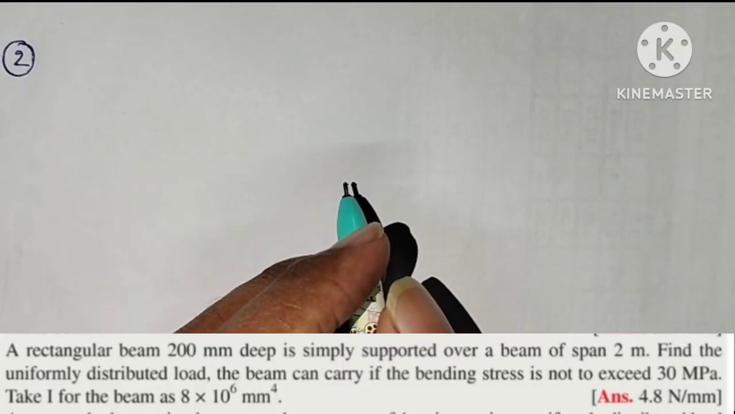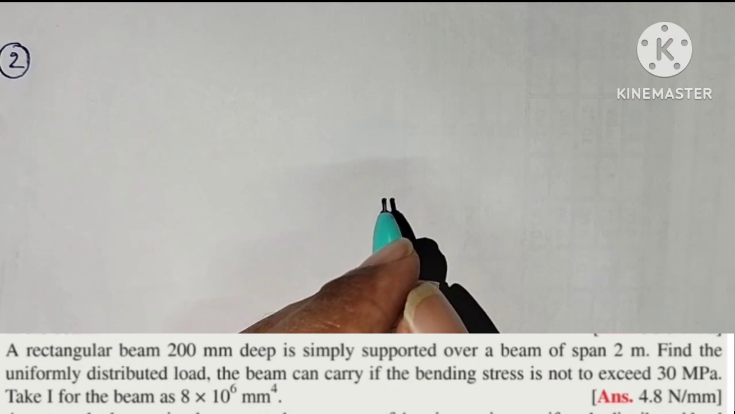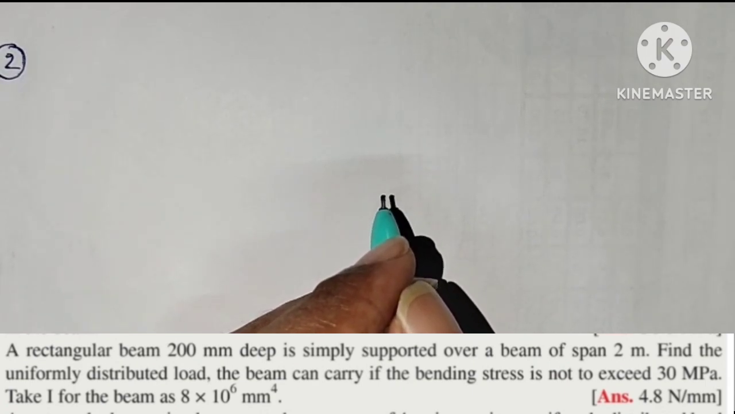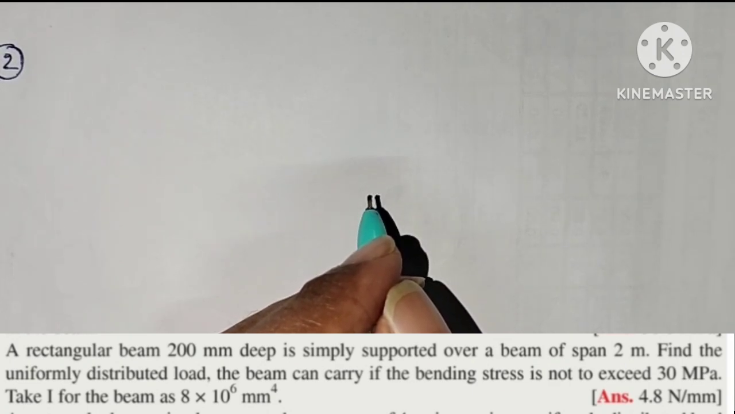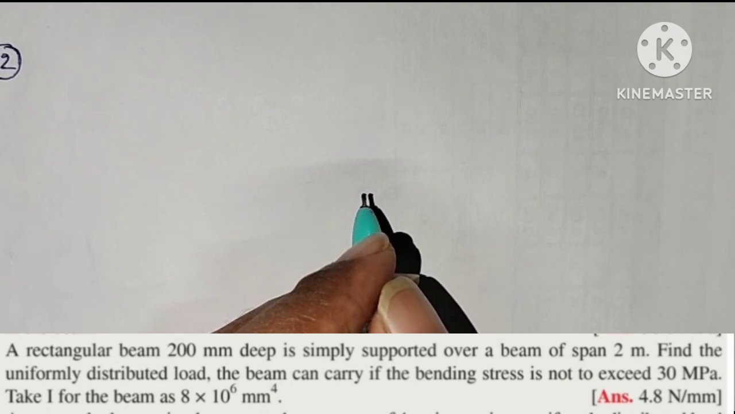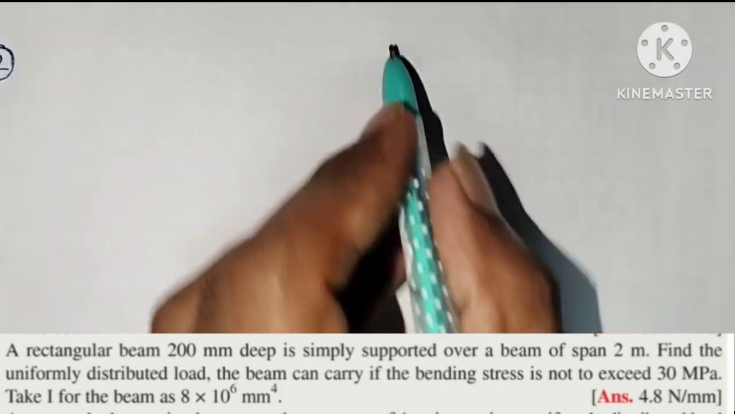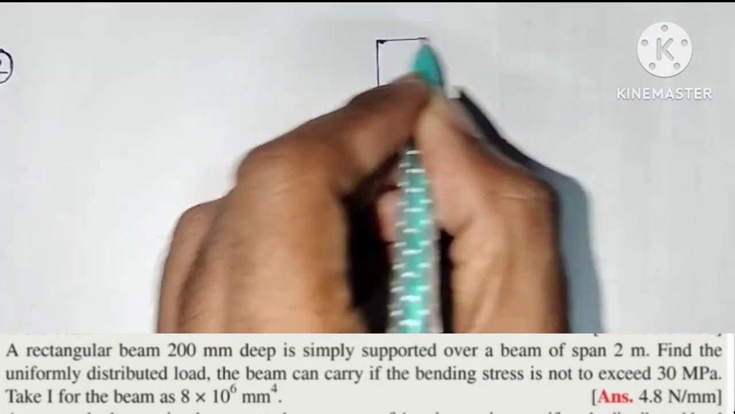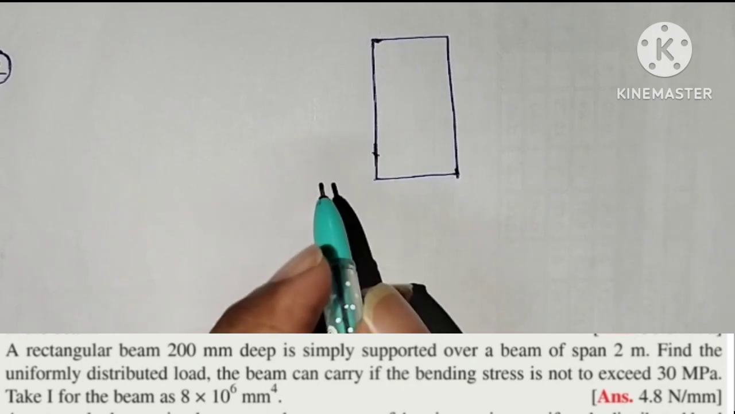A rectangular beam 200 mm deep is simply supported over a span of 2 meters. Find the uniformly distributed load the beam can carry if the bending stress is not to exceed 30 MPa. Take I for the beam as 8 into 10 to the power of 6 mm power 4. So there is a rectangular beam of 200 mm deep.